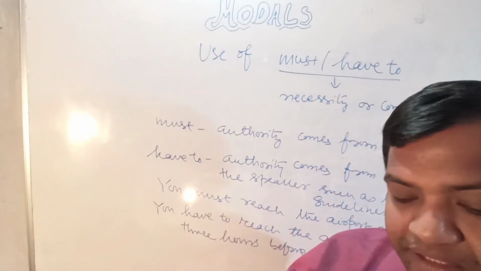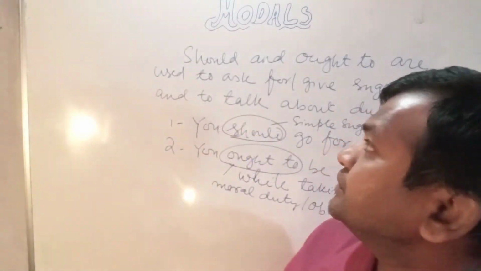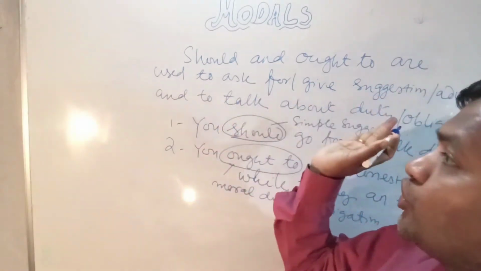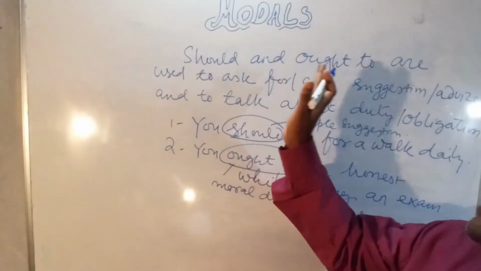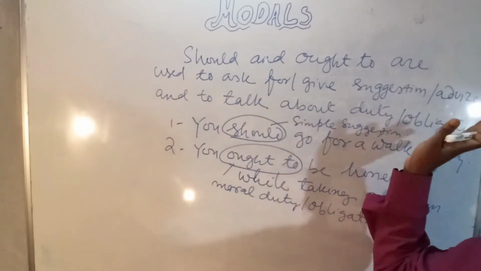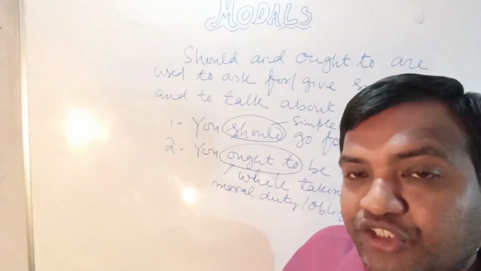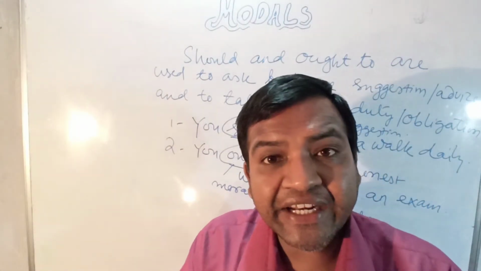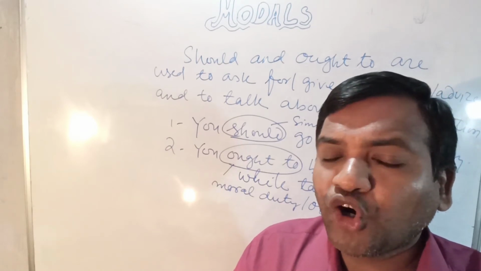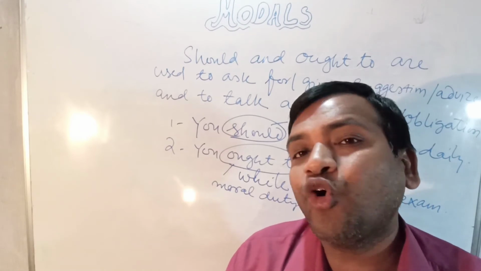Now let us know the use of ought to, should, dare, need. Now let us discuss should and ought to, where should is to be used and where ought to is to be used. Should and ought to are used for giving suggestion, advice, and to talk about duty or obligation. What should be done and what should not be done. I ought not to speak lies. This is my moral obligation.